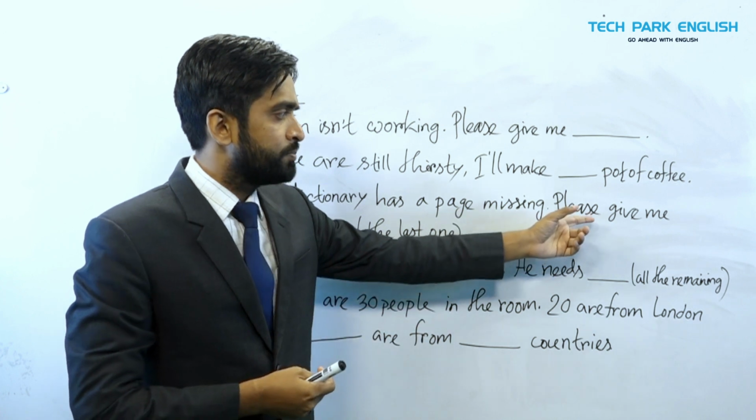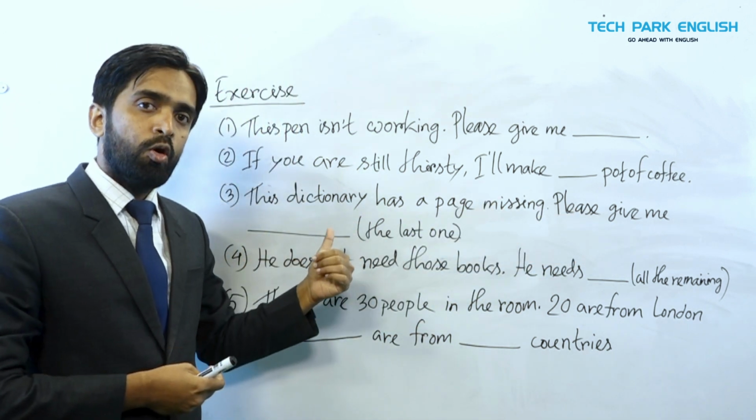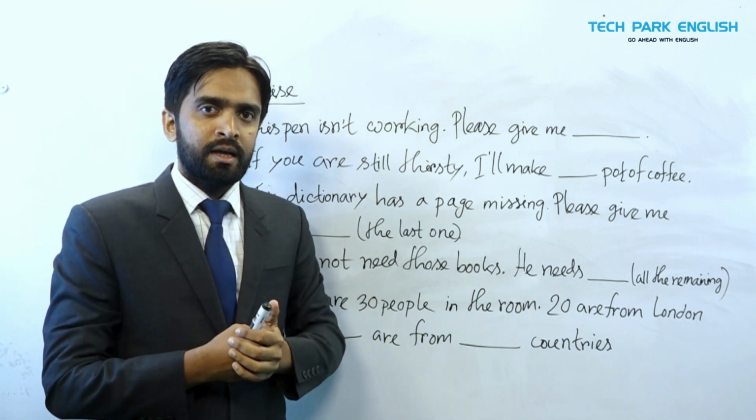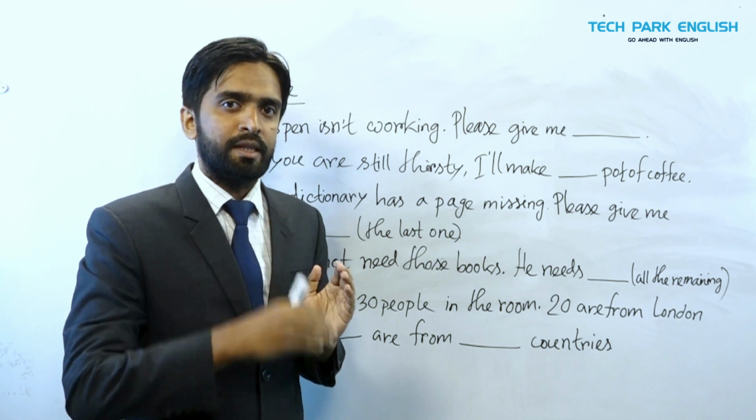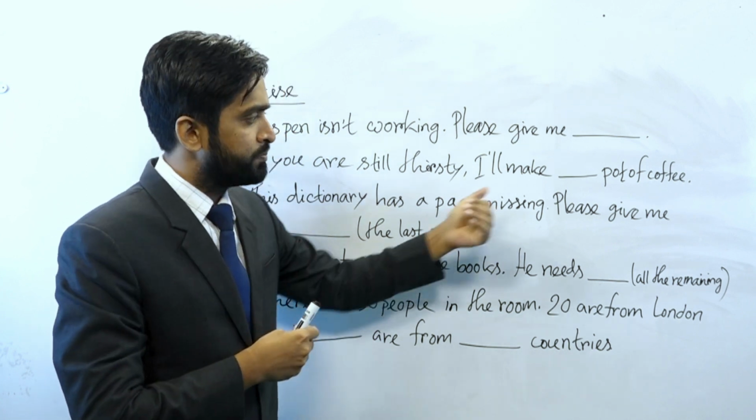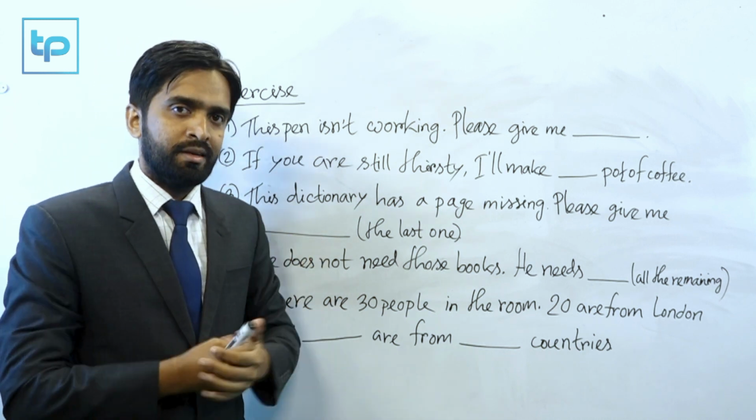So how can you say that? Please give me the other or the other one. It means as this one is not usable, so what you have left, please give me that, right? So you can say, please give me the other or the other one.